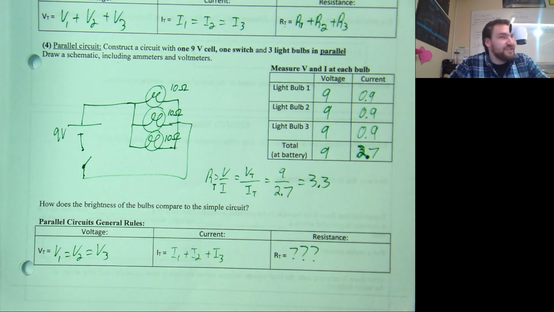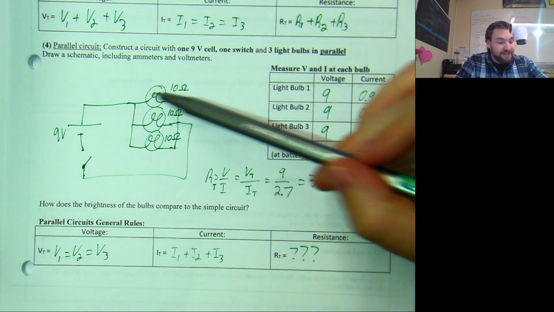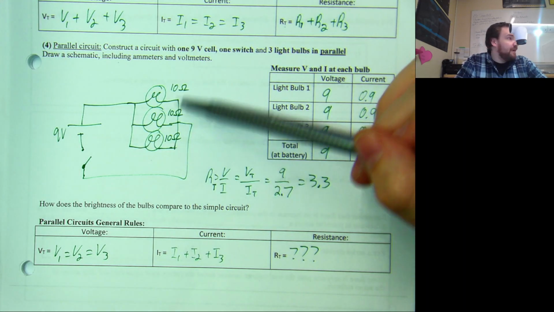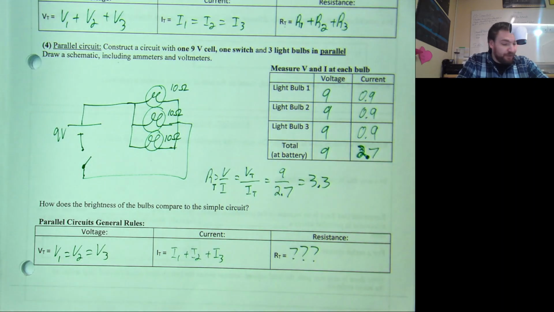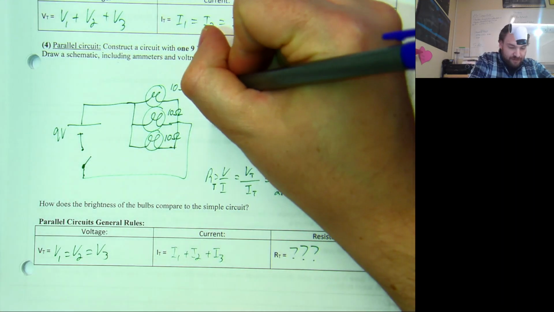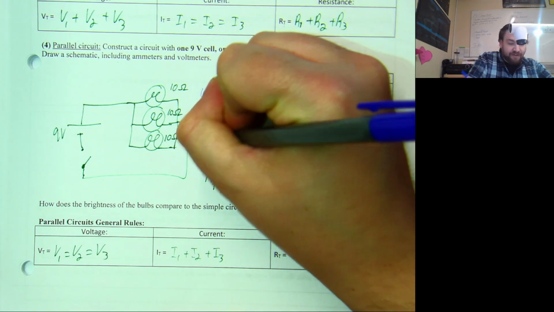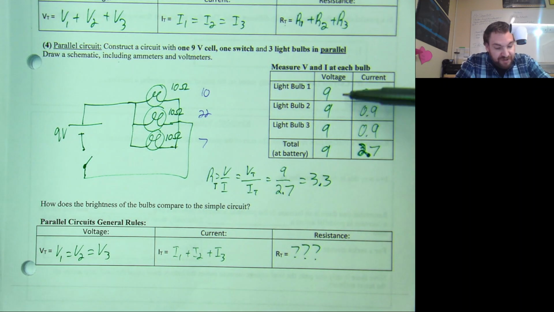I'll give you that relationship here in a second. This one gets really... Did anyone build this with different resistances in these resistors? Tanjo, you did? What were your resistors? 10, 22, and 7. So you had a 10, a 22, and a 7. Your voltages were all still 9?